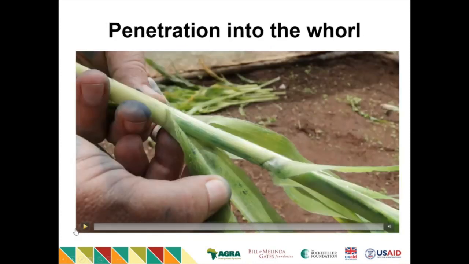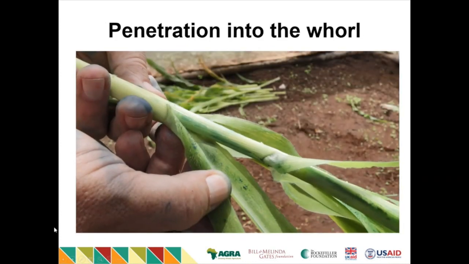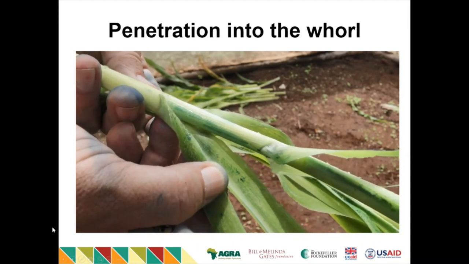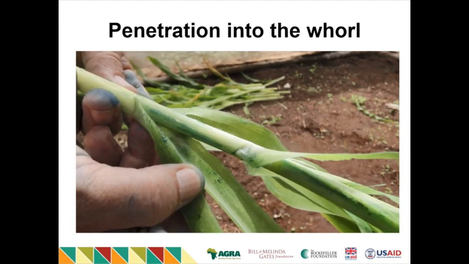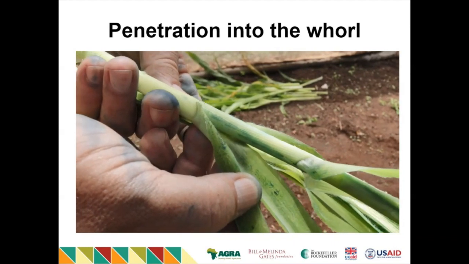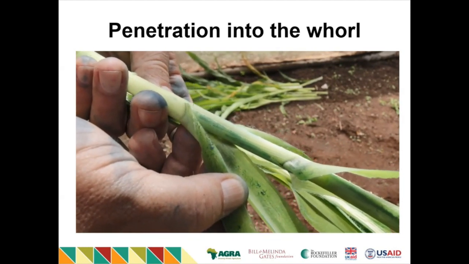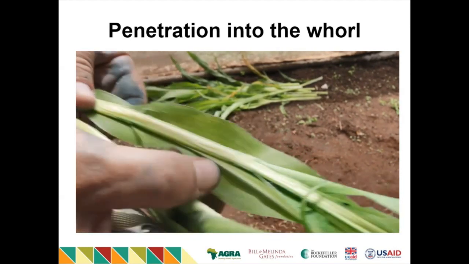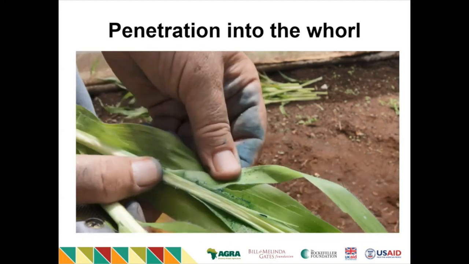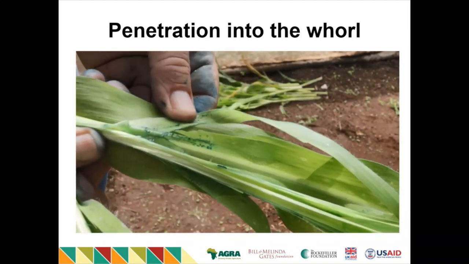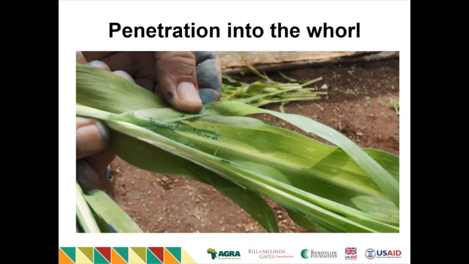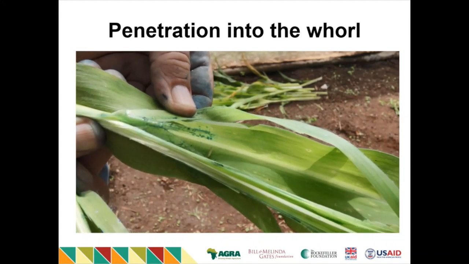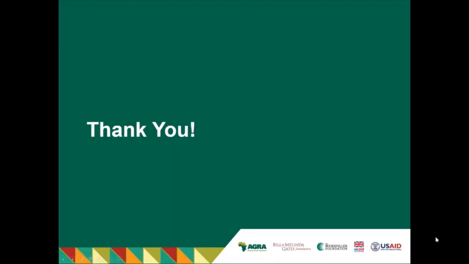Here we've taken one of these maize plants and we have opened up the leaves of the whorl to show you how far the blue dye has penetrated down into the whorl and down the leaf sheath of the maize plant. This type of penetration into the whorl will help to control fall armyworm that has entered the whorl of the maize plant already. Thank you very much.